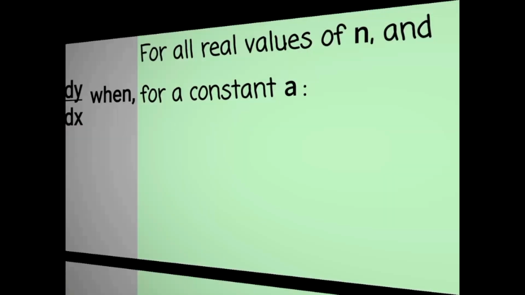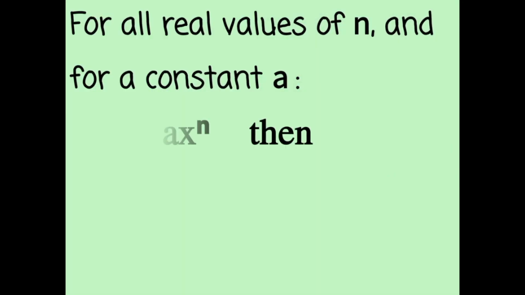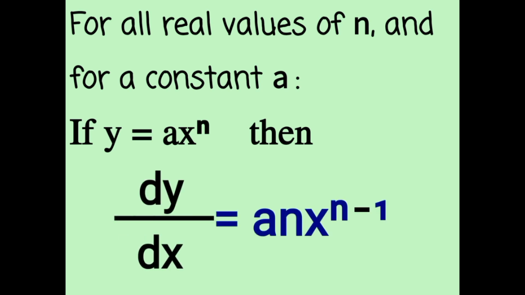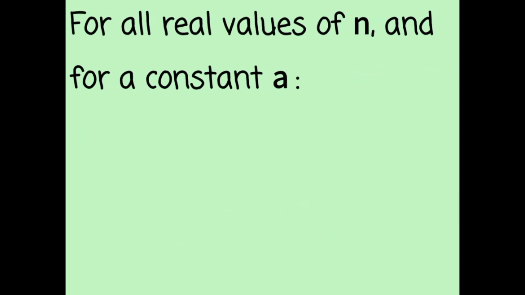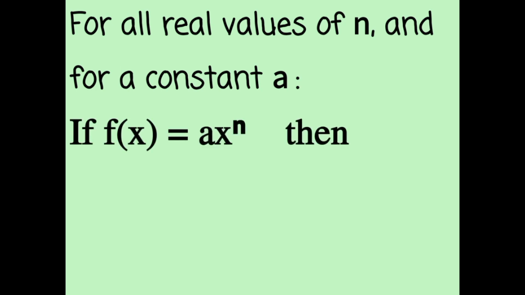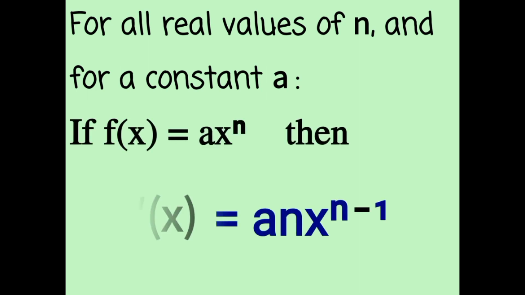Now for all real values of n and for a constant a, if y equals a x to the power n, then dy over dx equals a n x to the power n minus 1. So when y equals a x to the power n, then the derivative dy over dx equals a times n times x to the power n minus 1. So we multiply the constant a by the power n and then subtract 1 from the power. And also for all real values of n and for a constant a, if f of x equals a x to the power n, then the derivative f dash x equals a n x to the power n minus 1.